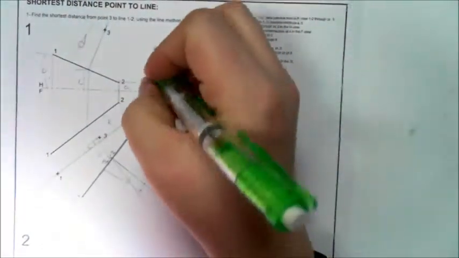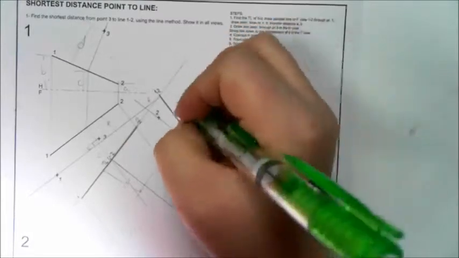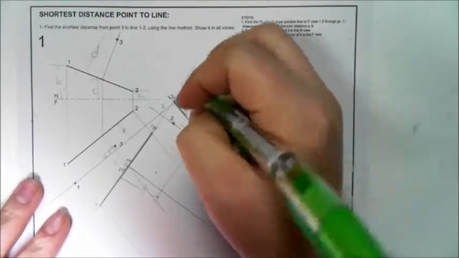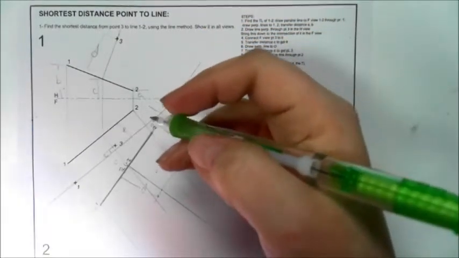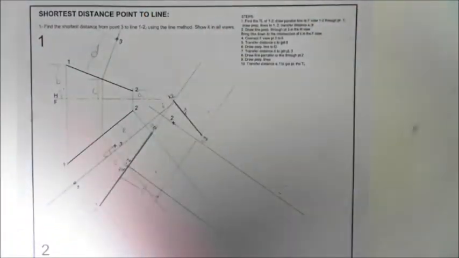So now this becomes, that's 1, 2, because it lines up to the 1, 2. And this is the 3, and this is the true length or the shortest distance. So this becomes our true length or the shortest distance from 3 to the 1, 2. So that's the shortest distance, but it's the true length shortest distance, so it's legitimately, it's both.